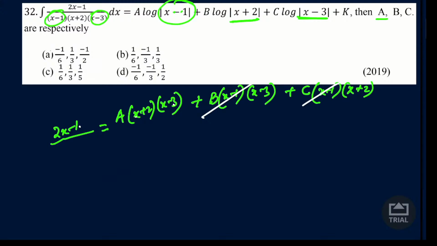Always find out the one which is different in all the options. What is that? C is there. So directly use C, find C. Instead of finding A and B, directly find C.